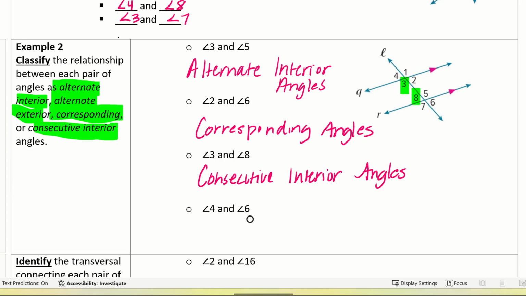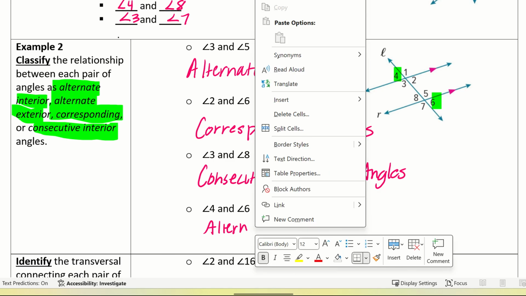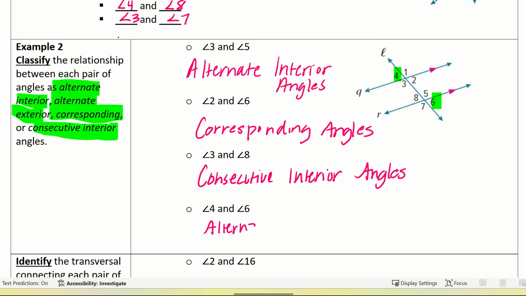And then let's check out the last pair, 4 and 6. Those would be alternate exterior. They're on the exterior. They're on opposite sides of each other. Oops, I don't know why that didn't want to work.